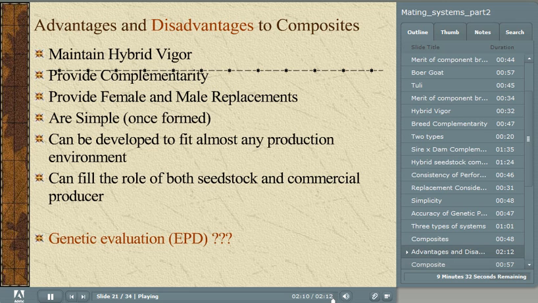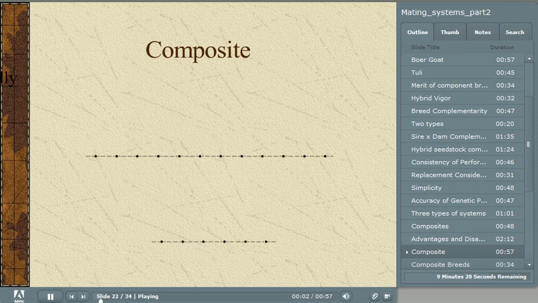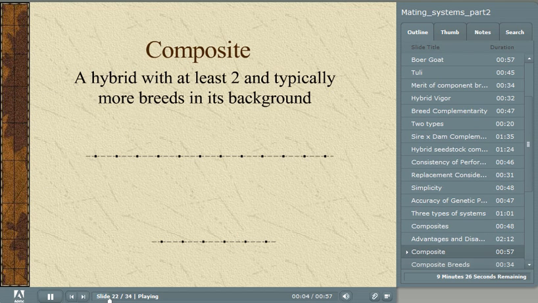We now have EPD for a lot of our composite breeds. Many of you may not know what a composite is, so I guess I should explain that. A composite is a hybrid with at least 2 and typically more breeds in its background. So Brangus, as we talked about earlier, is a composite made up of 2 breeds. Brayford is a similar type of composite with 2 breeds in its background.